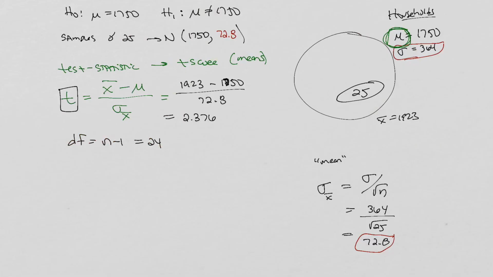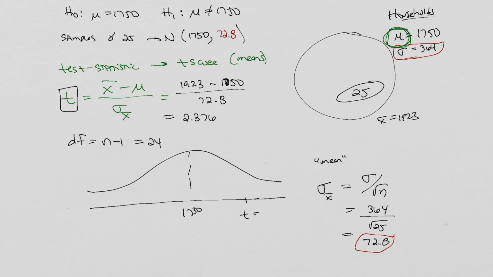So if we go back over here, remember our t-distribution is a little bit fatter than the normal distribution. The average was 1750. We want to find the probability of getting a t-score of 2.376 or higher. And since it's a two-tailed test, we would also use negative 2.376 and lower.